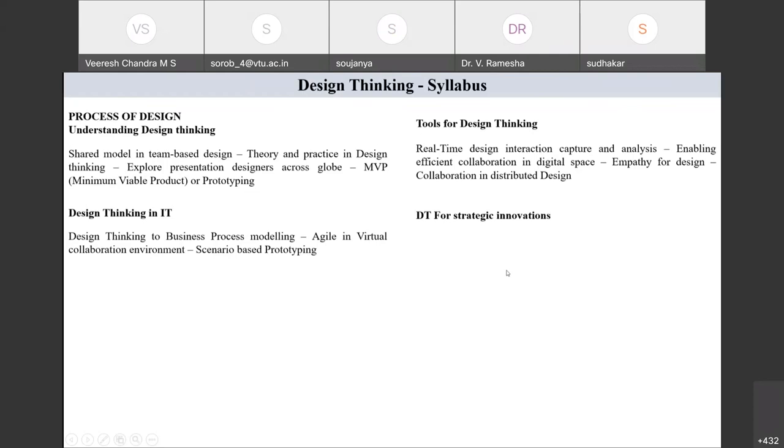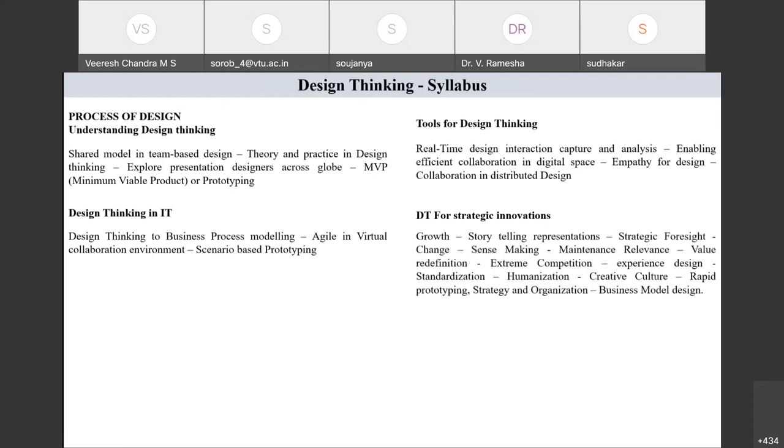Design thinking for strategic innovations. As I have told you, design thinking always leads to innovative solutions, so they are both interconnected. If you want to do innovation, think about the design. If you do design thinking, you will get innovation. Growth, how exactly the growth happens, you can take case studies and explain. Storytelling representations, as I mentioned, storytelling scenario, you can take a case study and explain.